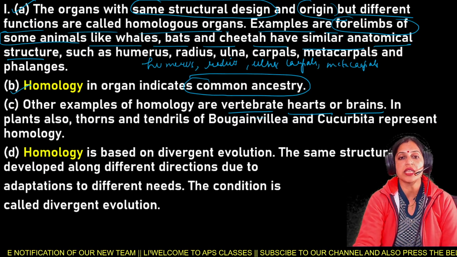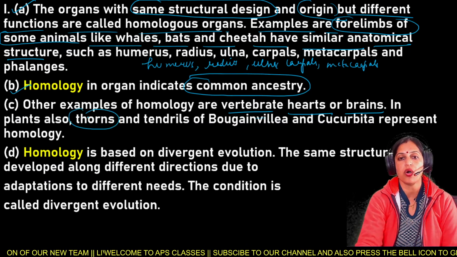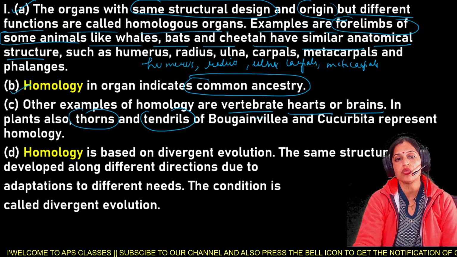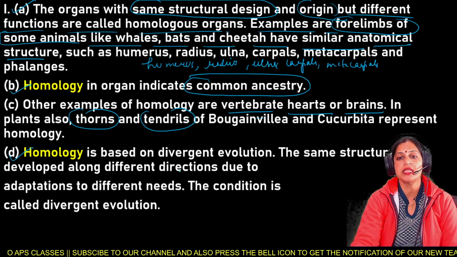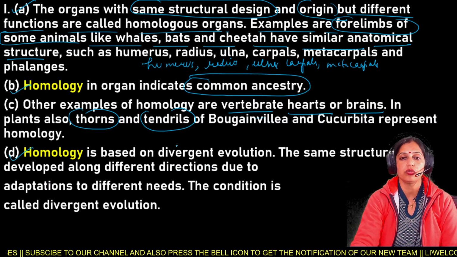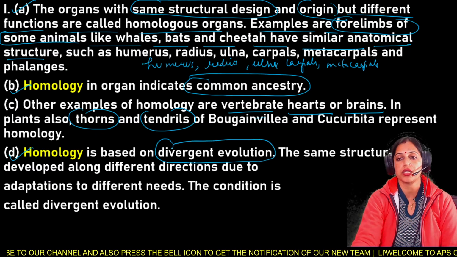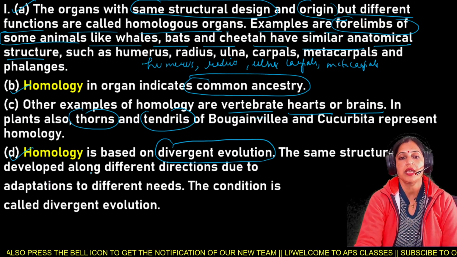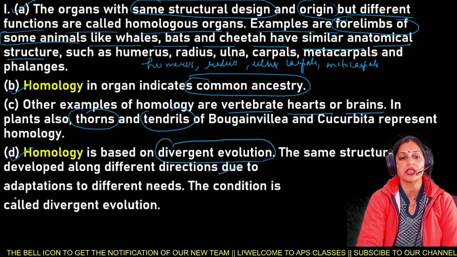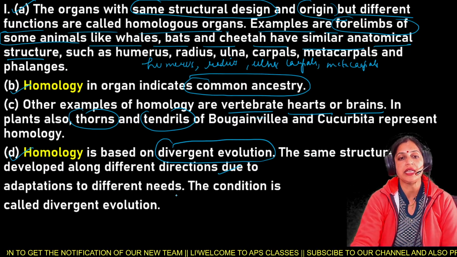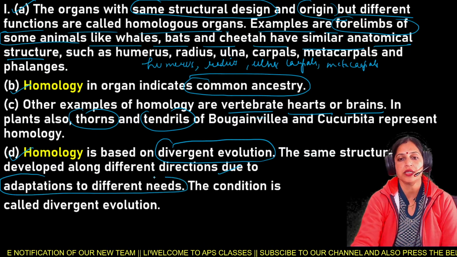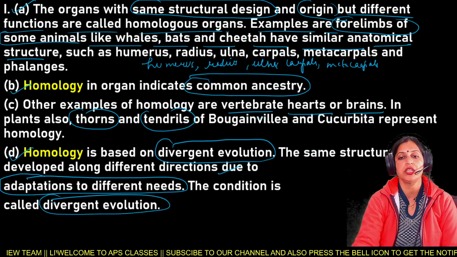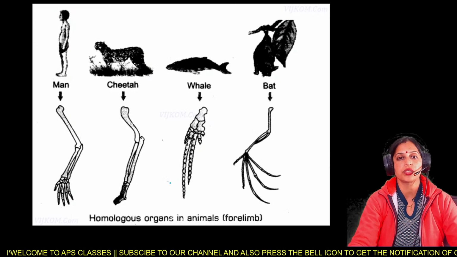In plants also, the thorns and tendrils of Bougainvillea and Cucurbita represent homology. Homology is based on divergent evolution, where the same structure develops along different directions due to adaptation to different needs. This condition is called divergent evolution.